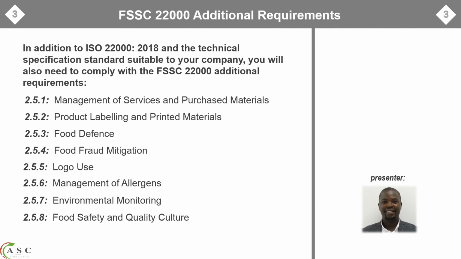Let's now have a discussion about the FSSC 22000 additional requirements. So previously we only had 15 additional requirements. That has been increased to 18 additional requirements, so 18. We are starting with 2.5.1, which is the management of services and purchase material. So this is applicable to all food chain categories. We are going to discuss in far more detail when we are looking at each additional requirement.